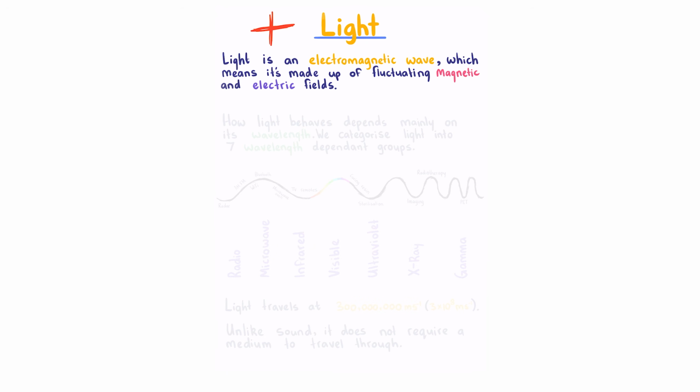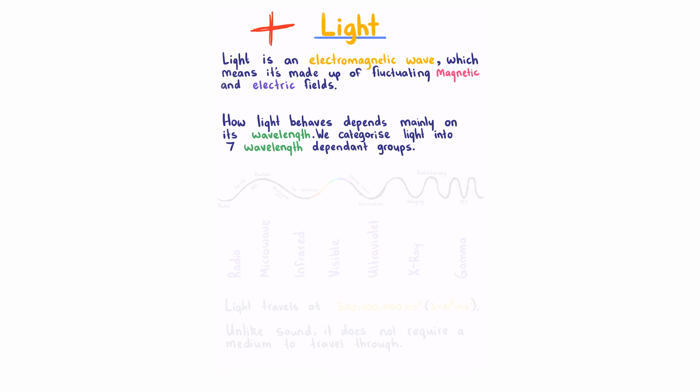This property of light allows us to make a range of interesting things, such as polarized sunglasses, LCD displays, and 3D movies. How light behaves depends mainly on its wavelength. For this reason, we categorize light into 7 wavelength-dependent groups.